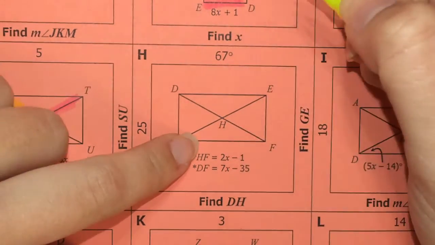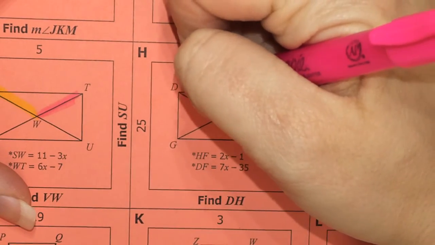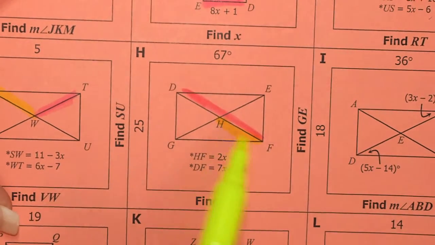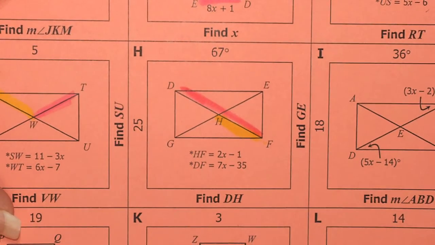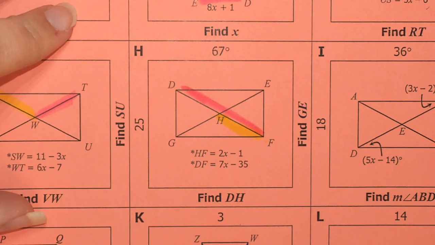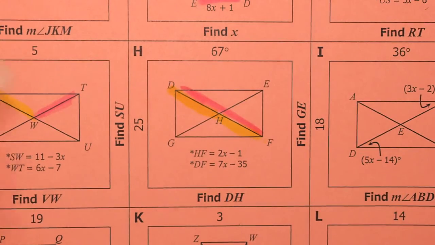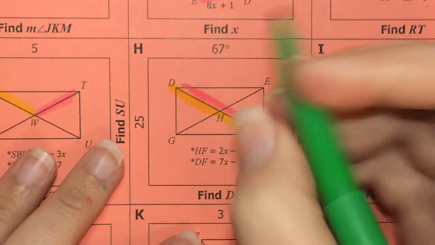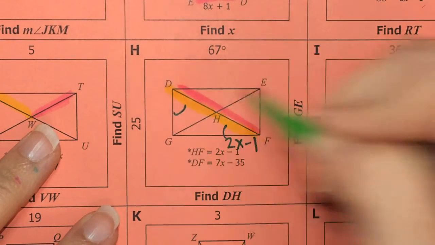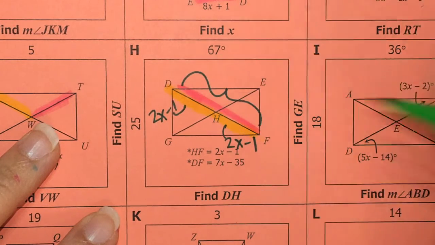Alright, this gives you HF, and it also gives you DF, correct? What do you know about HF and HD? They equal the same thing? So should we also highlight that with yellow? Okay. So if HF is 2x minus 1, what does that mean that DH is? 2x minus 1. And what does it say that DF is?